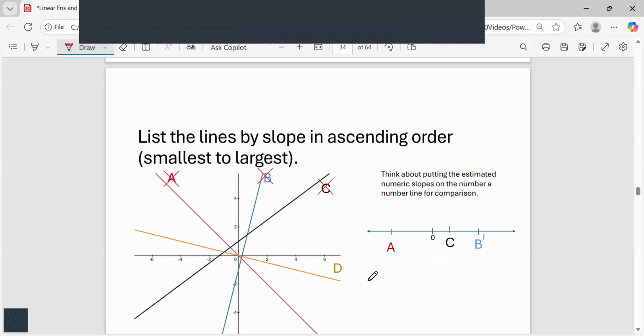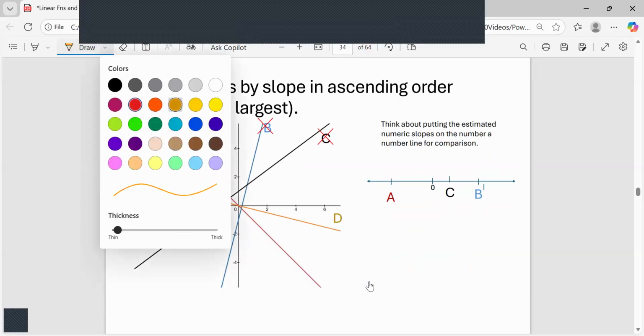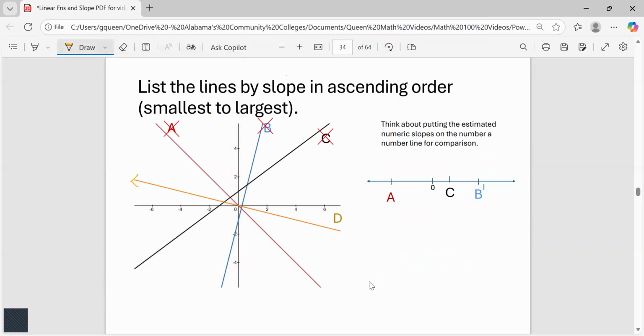The last line to consider is line D. Line D is our gold line. When we look at this gold line from left to right, is this line going uphill or downhill? It's going downhill. So downhill means what kind of slope? The slope will be a negative number. We already have a negative slope with line A. We have to compare the negative line A with the negative line D. Which of the lines, A or D, is more steep in the negative direction?